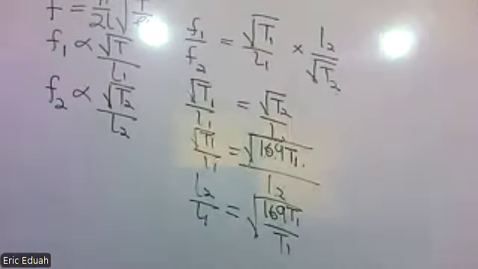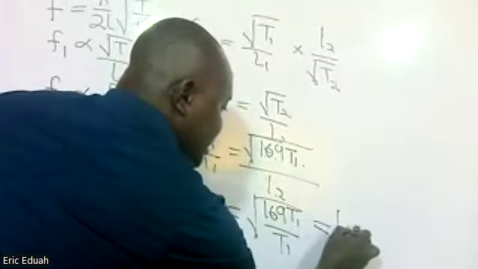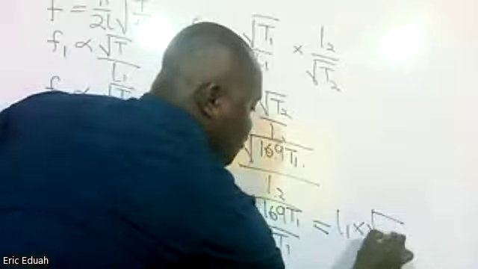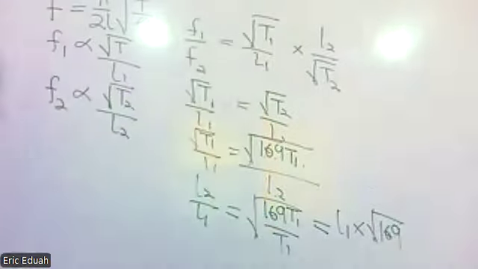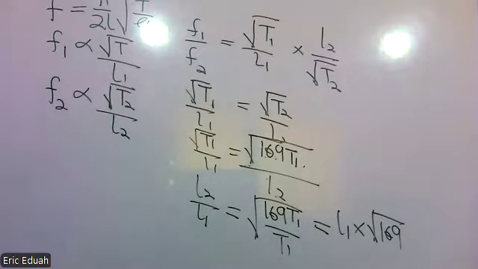And T1 will cancel out. Therefore, L2 will be L1 times the square root of 169. And what is the square root of 169? 13.